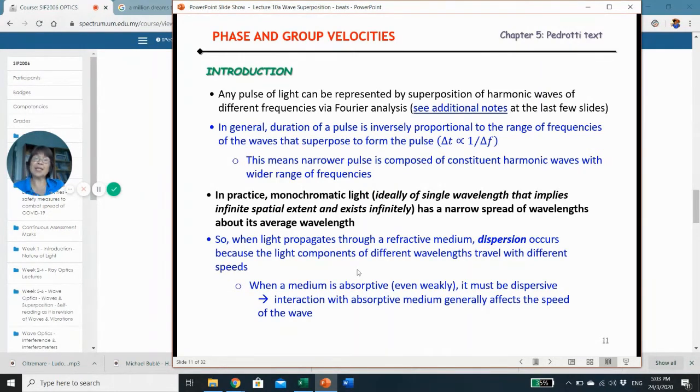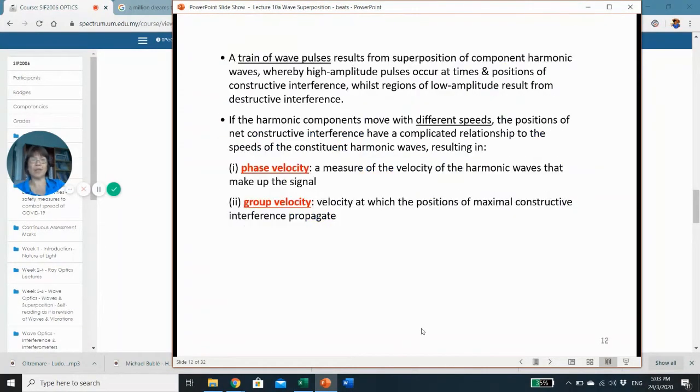And usually when the medium is absorptive, even if it's weakly absorptive, it must be dispersive. So the interaction of light with an absorptive medium would then affect the speed of the wave. We talk about a train of wave pulses. A train of wave pulses will result when the component harmonic waves superpose, such that the high amplitude pulses will occur at the times and positions where you have constructive interference, as you've seen in producing the beats when two close by wavelengths interact. And regions of low amplitude are a result of destructive interference.